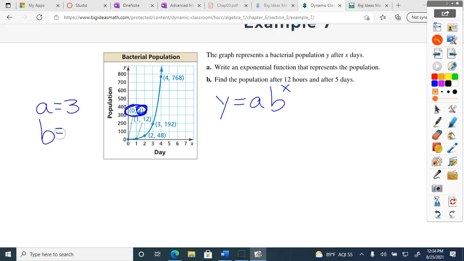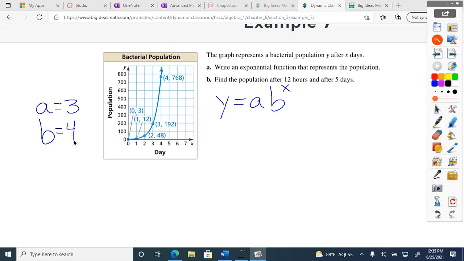B is what you're multiplying by to get the next one. So let's look at our numbers here. We go from (0, 3) to (1, 12). What did we multiply by? 4. Then we went from 12 to 48. What did we multiply by? 4. Then we went from 48 to 192. 4 again. So b is 4. That's all you need.